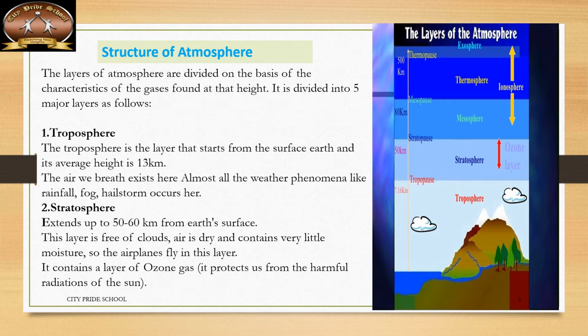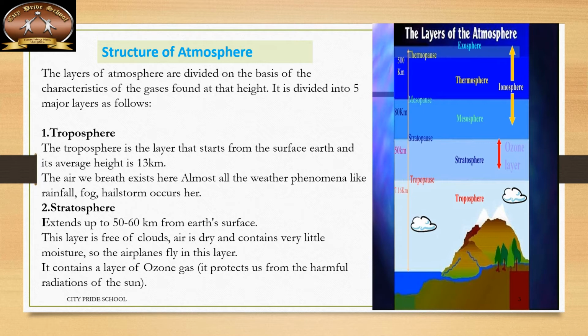The middle two you have to see. The second layer is the stratosphere, third is the mesosphere, and fourth is the thermosphere. Let's learn them more in detail. Troposphere is a very important layer of the atmosphere. Its average height is about 13 kilometers. The air that we breathe exists here. See, so important it is. And all the weather phenomena like rainfall, fog, hailstorm occur in this layer.